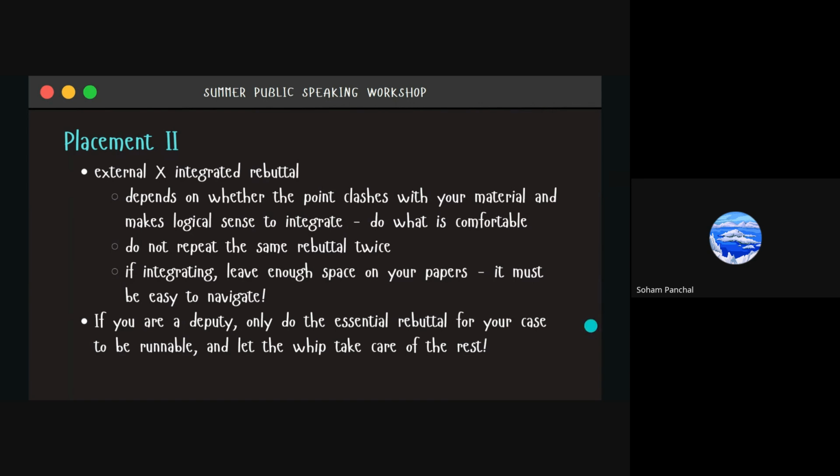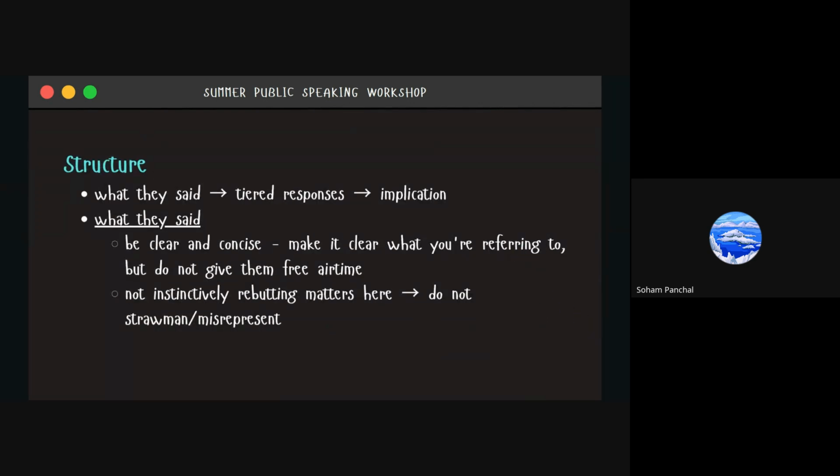Okay, moving on to the structure. Now I will be a little fast because I have to cover the POI section also, and the time is going to be up. So now, coming to the structure of how you make the rebuttals and how you put them out.